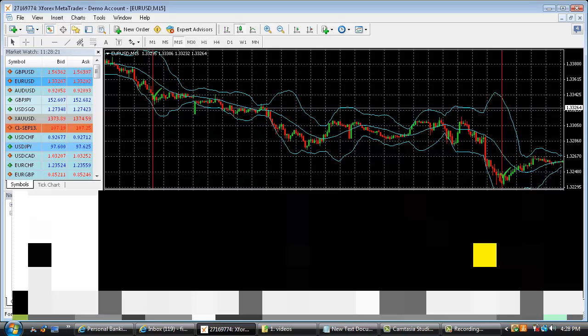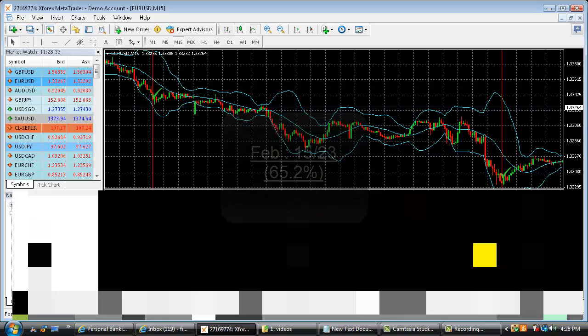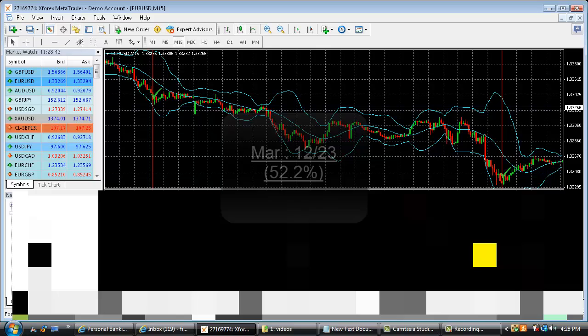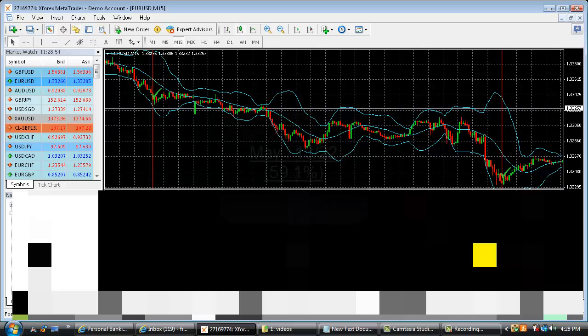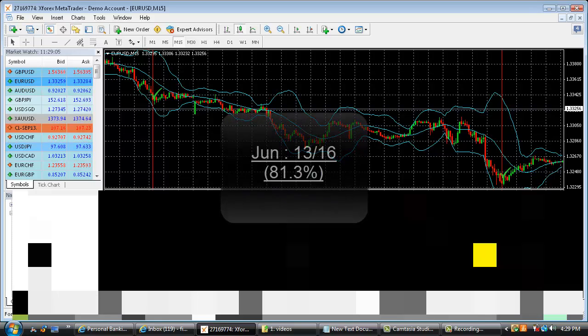Moving along, February. Out of 23 trades, we won 15. In March, we had 23 trades, out of which we won 12, so just slightly above the 50% mark. In April, we had 21, but we only won 9, so that's a loss. In May, we had 13 out of 22, which is more than half. In June, we had 13 out of 16.